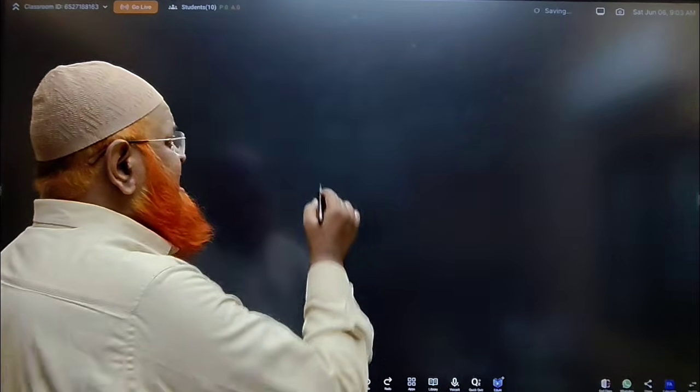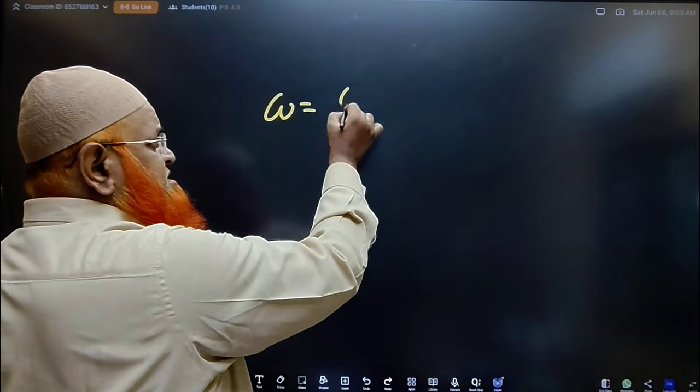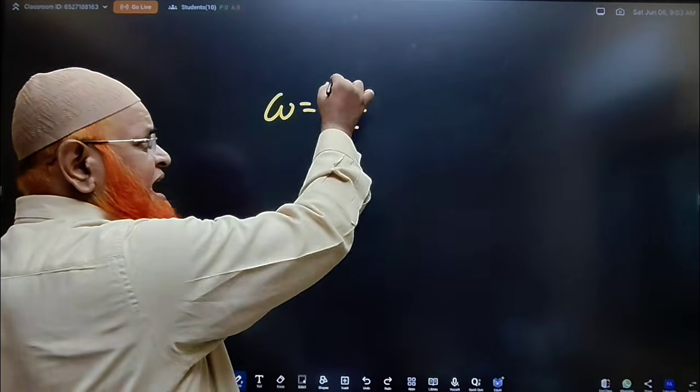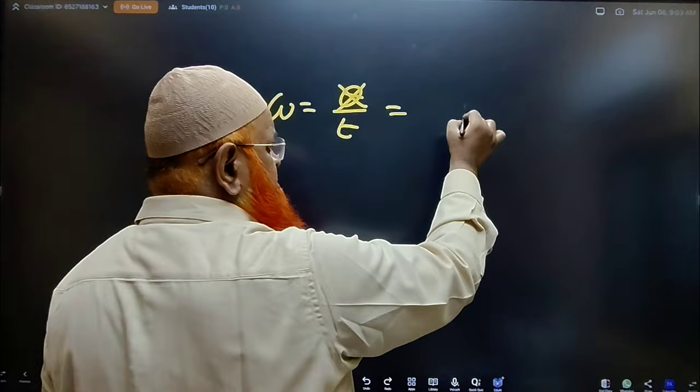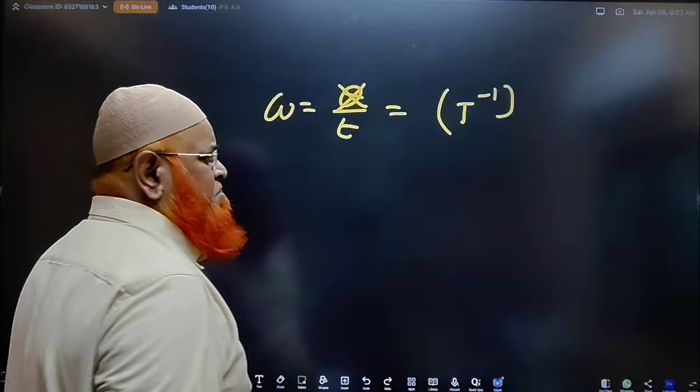Angular velocity. See, angular velocity is nothing but angular displacement by time. For angle there is no dimension. So the dimension for this is just t power minus 1, that's it.